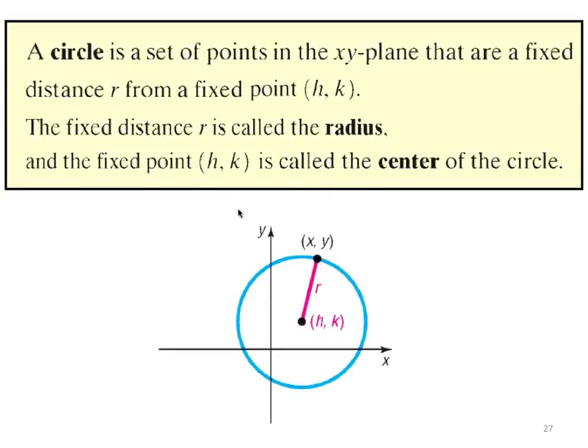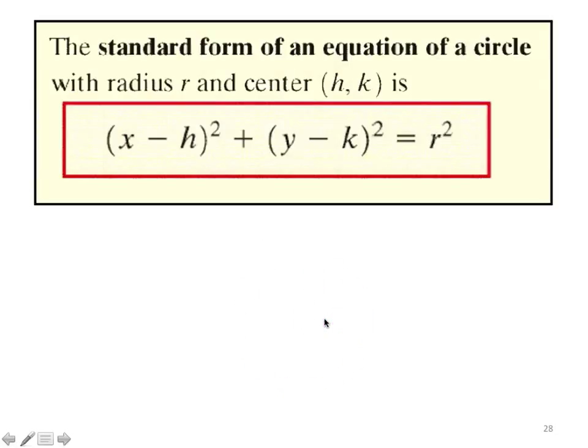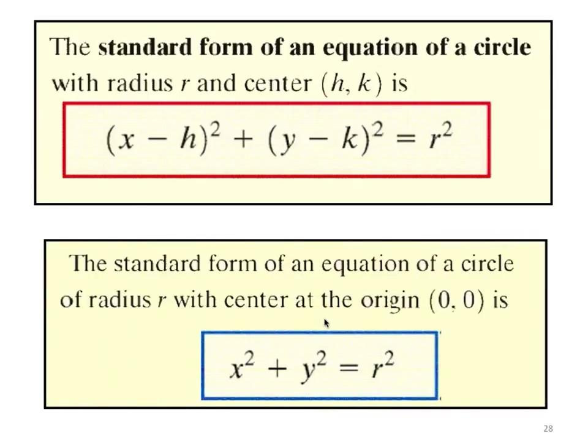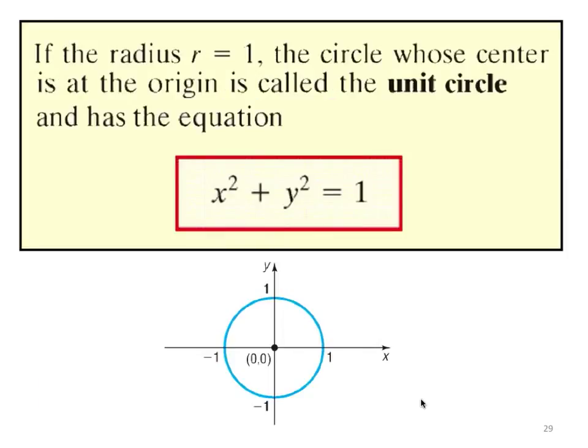Now, if you recall, a circle is just a set of points that are a fixed distance r, which is your radius, from a fixed point (h, k). Now, r is the radius, and (h, k) is actually called the center. So we have a standard form for the equation of our circle here, and then we also have a standard form when we have the origin at 0, 0. And then we also have something called our unit circle, which is kind of the easiest one, which has a center at 0, 0 and just a radius of 1.